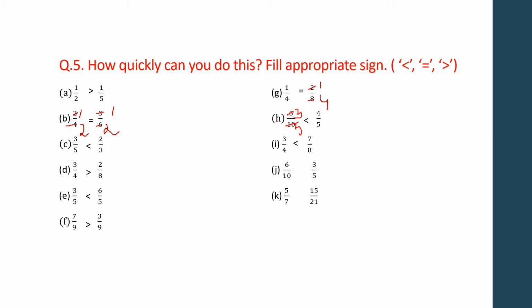6 by 10 and 3 by 5. Look at this once again. 3 2s are 6, 5 2s are 10. Here we get equal fraction. Now 5 by 7, 15 by 21. Now 3 5s are 15, 3 7s are 21. Then on both sides we have 5 by 7 equal.